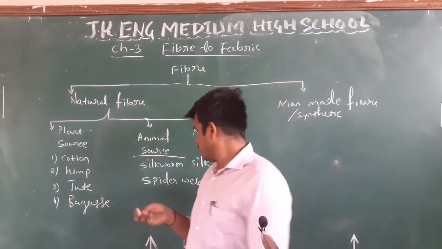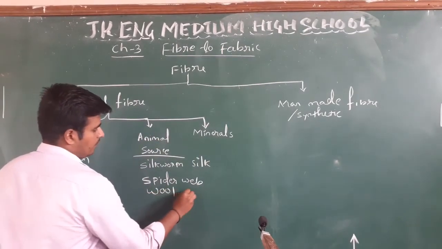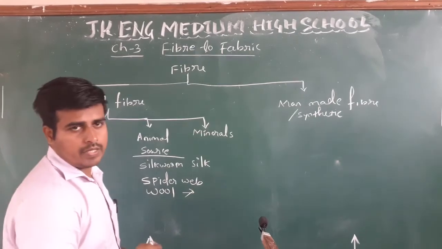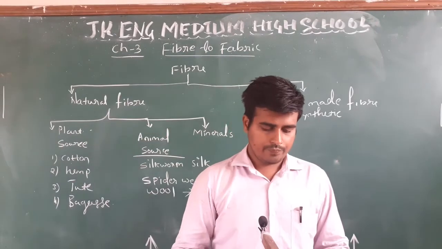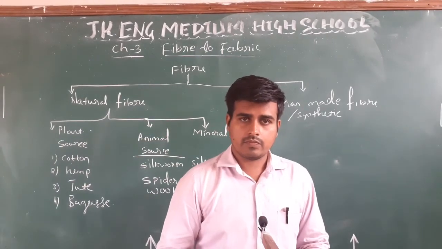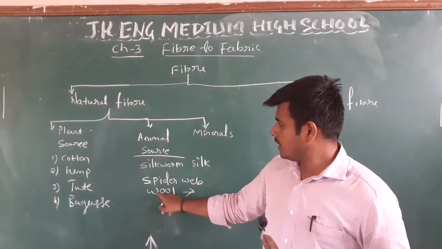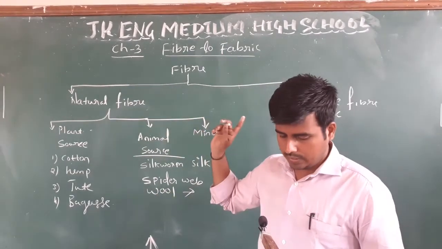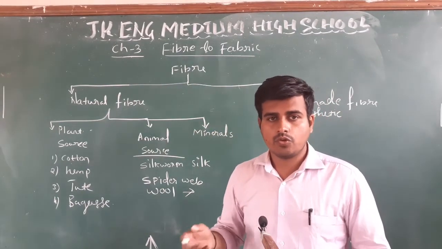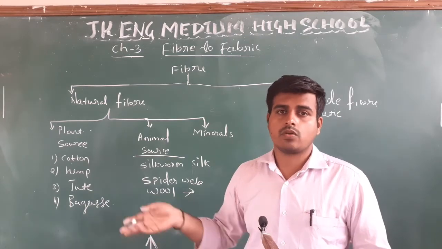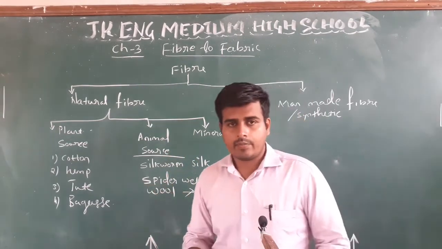Wool is produced by many different animals: sheep, goat, yak, even camels. Many animals produce this wool. This wool is also a type of fiber only. Then hairs, human hairs or hairs present on other animals, are also known as fibers only.